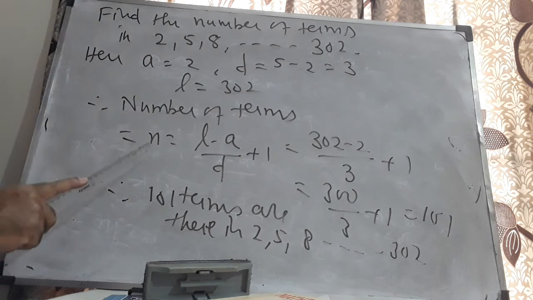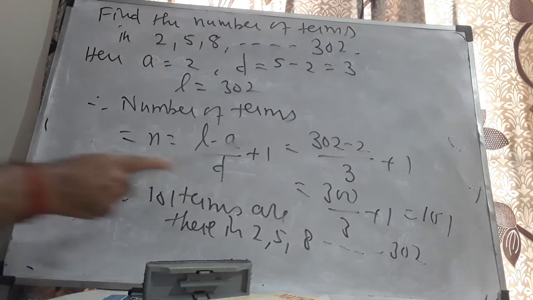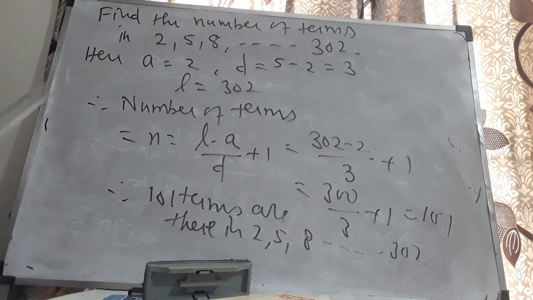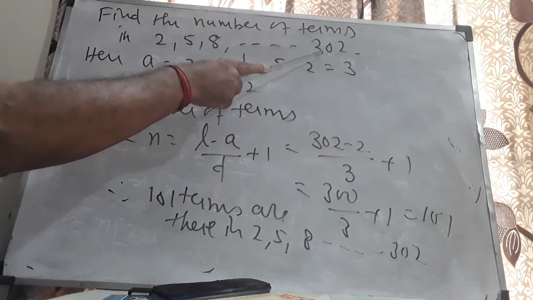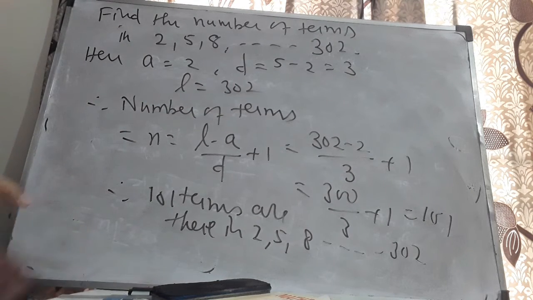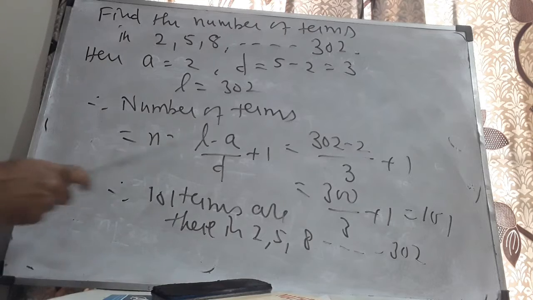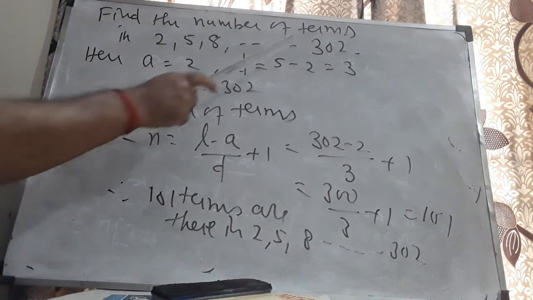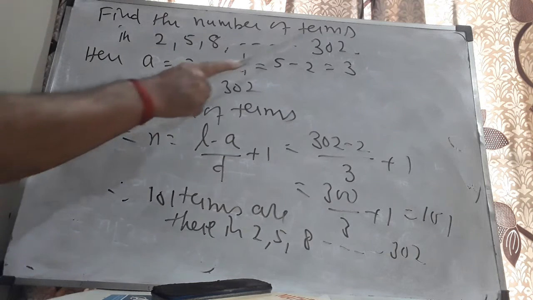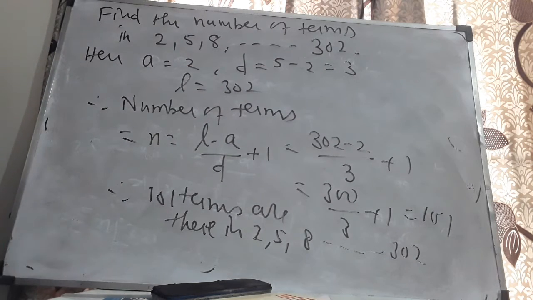By any chance, if n comes out to be a fraction, I should not come to the conclusion that the question is wrong. I mean to say 302 is not a term in the given AP. That is how I should give the conclusion.